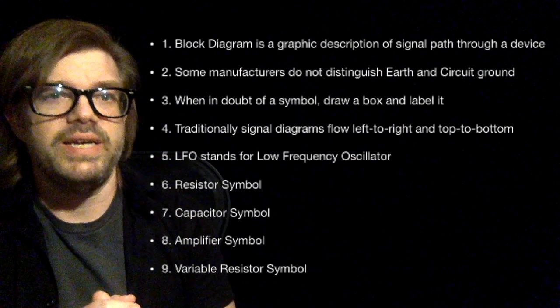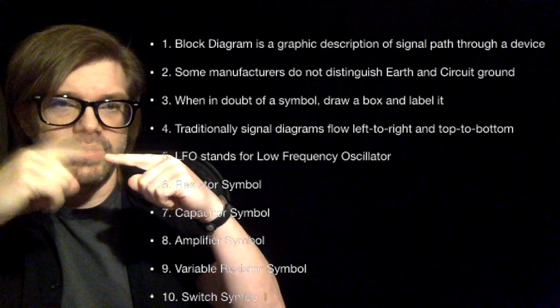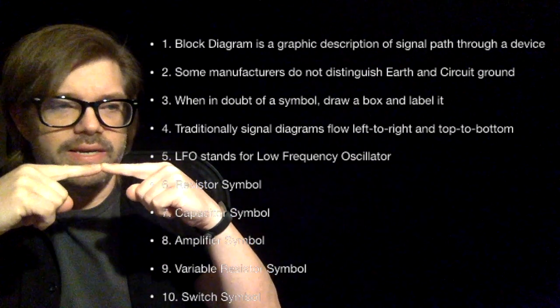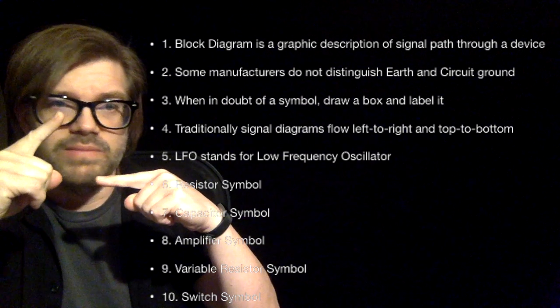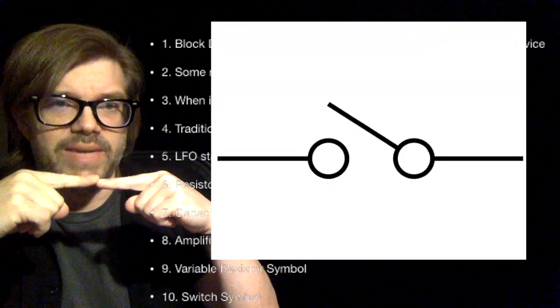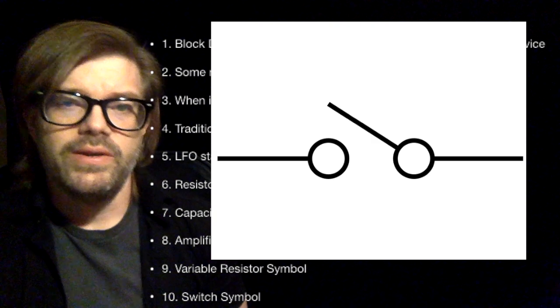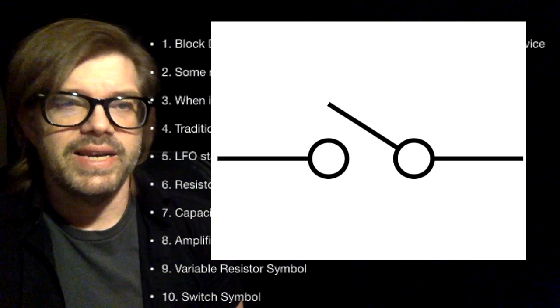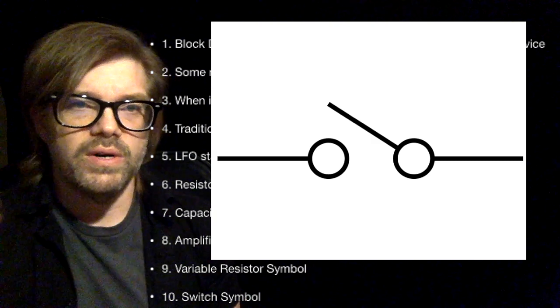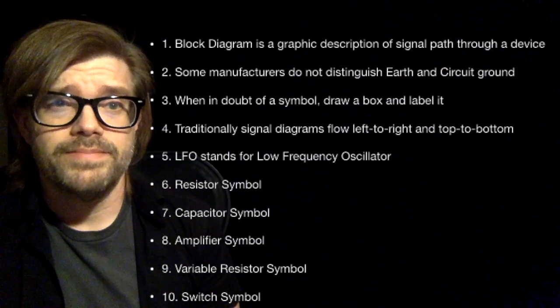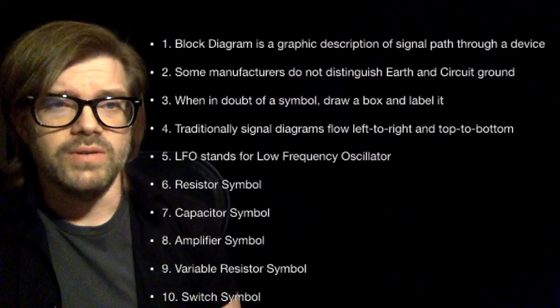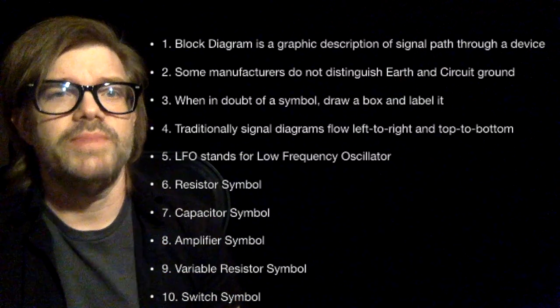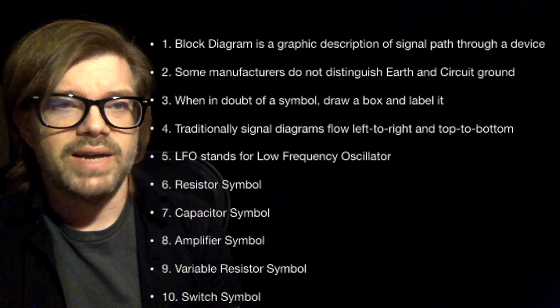The last one is a switch, and it's kind of a line that's broken. That can come up or come down, and that's the way you think about it engaging and completing the circuit or not. So those are some symbols, the basic introduction to block diagrams.